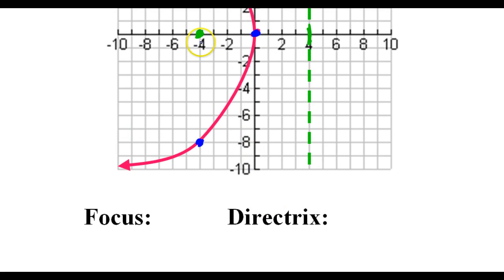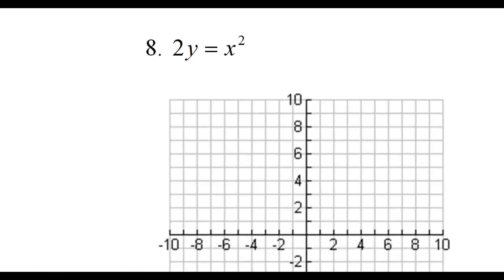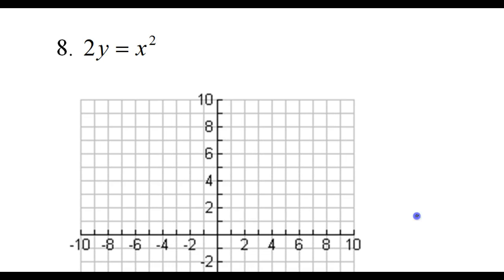Now the focus is the point -4, 0. The directrix is a vertical line, so vertical lines are always x equals. In this case, x equals 4. Okay, so that was it for number 7. Let's do one more example.